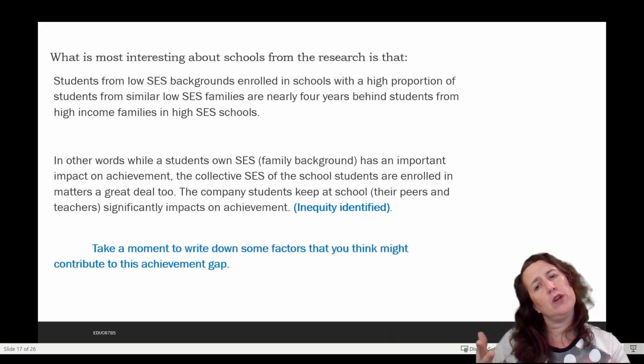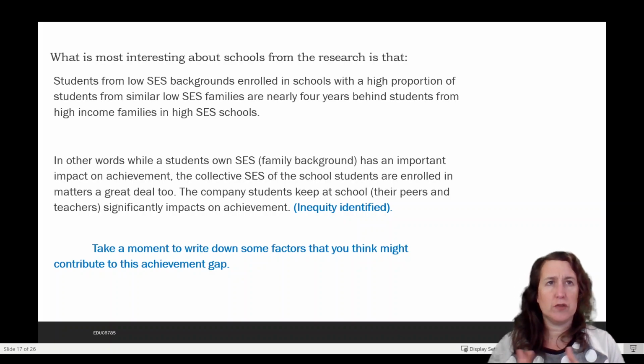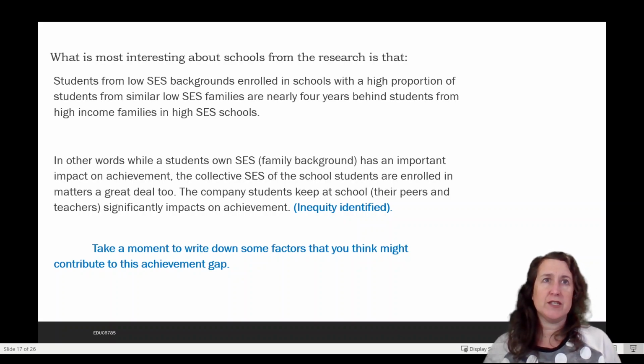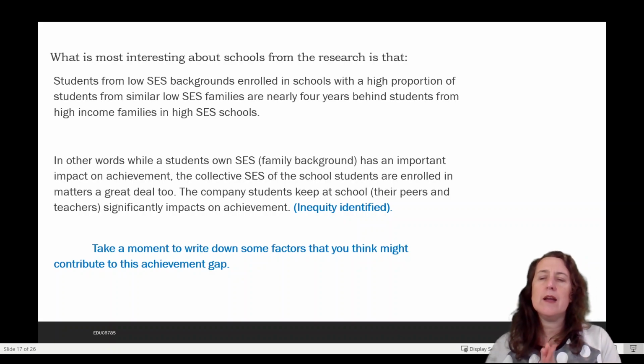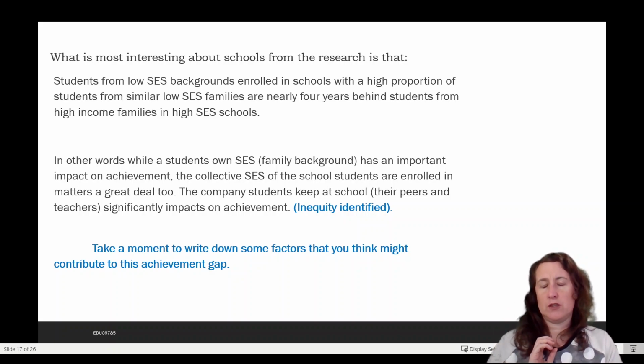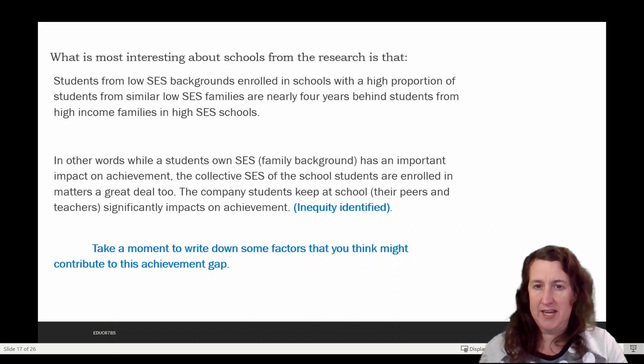So what I want you to think about is what factors might contribute to this achievement gap, because we don't go around giving out HSC results based on how rich somebody's parents are. They have to undergo tests and earn and demonstrate educational achievement. So why are students in low SES schools not producing the same results when we look at these averages?